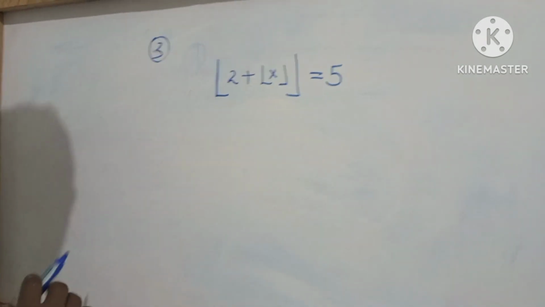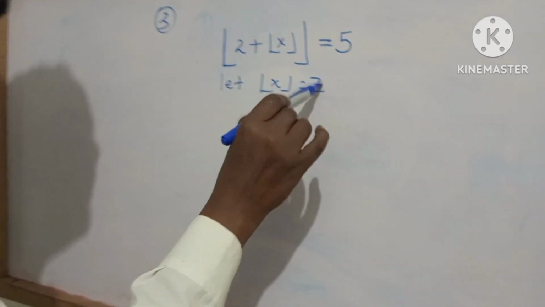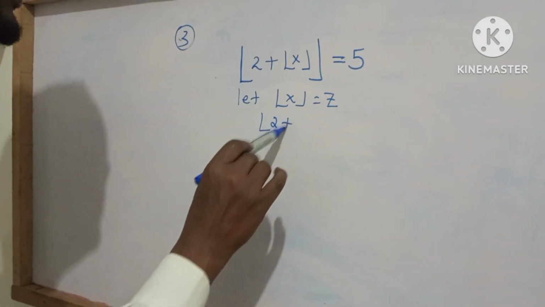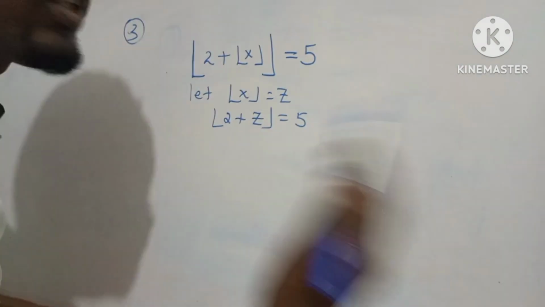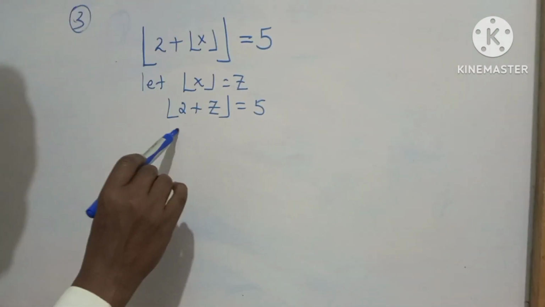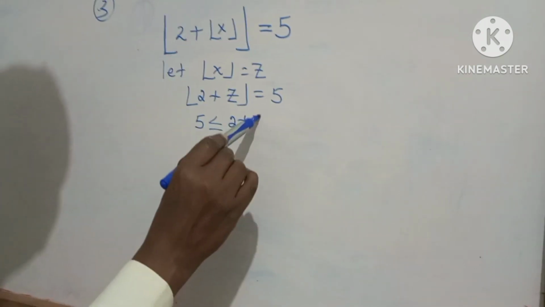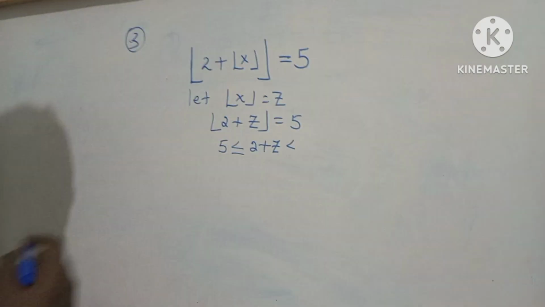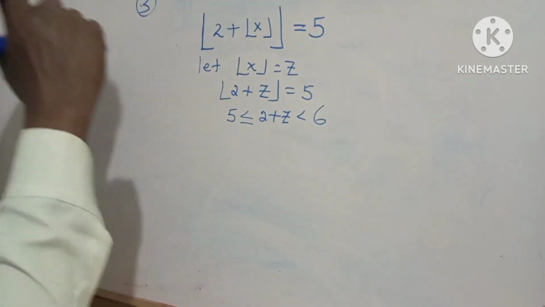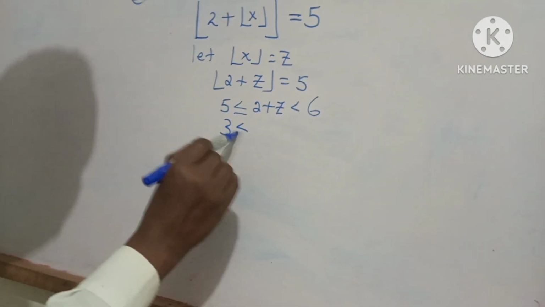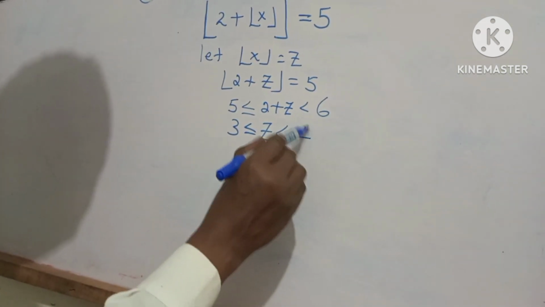Okay, to solve such an equation, let the greatest integer of x equal z. So we have the greatest integer of 2 plus z equals 5. So based on our rule, 5 is less than or equal to 2 plus z, and 2 plus z is less than 5 plus 1, which is 6. So subtracting 2 from these numbers, 5 minus 2 is 3, and 3 is less than or equal to z, since 2 is cancelled by 2, and 6 minus 2 is 4.